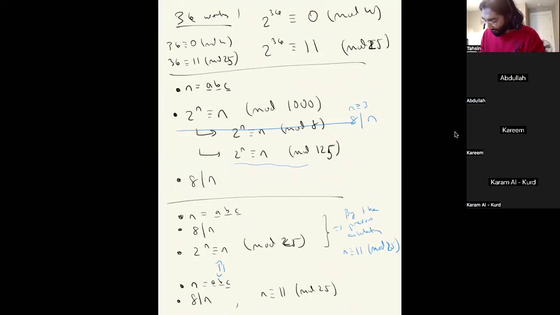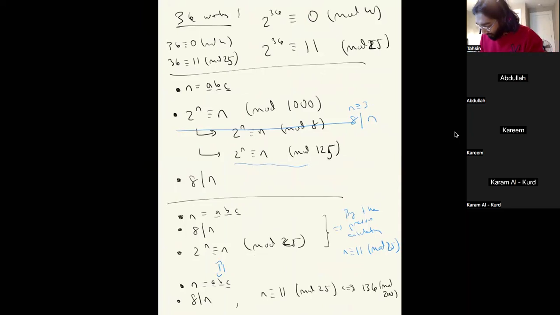Right, so unfortunately, 36 won't work because it's not divisible by 8, but we should add 100, right? So then we should get 136 mod 200. Did you guys see how I got that?